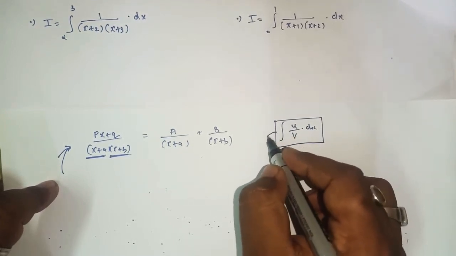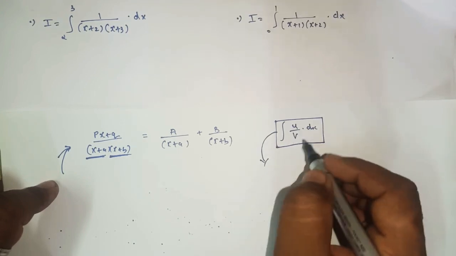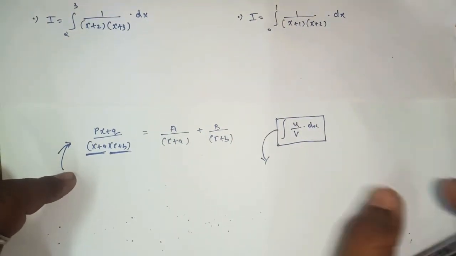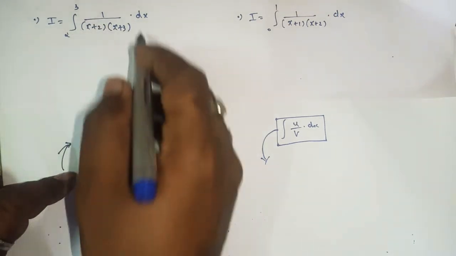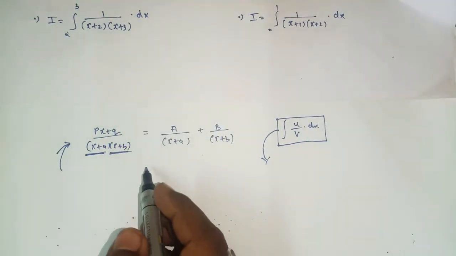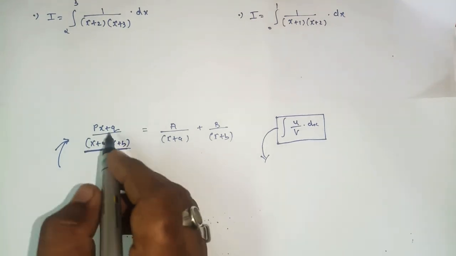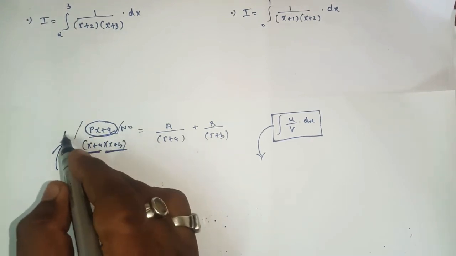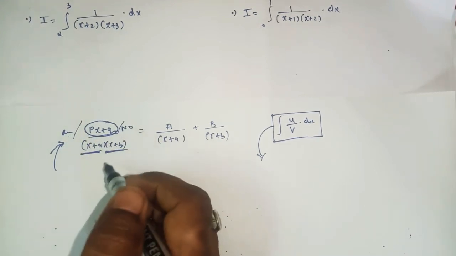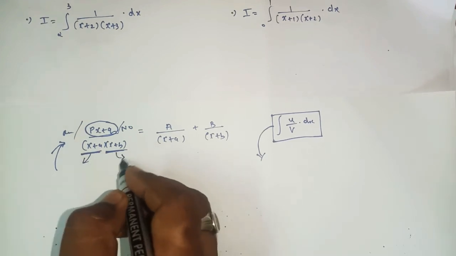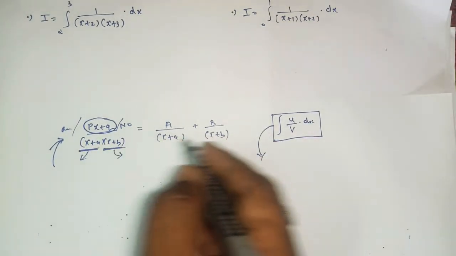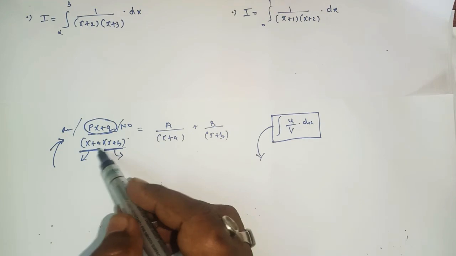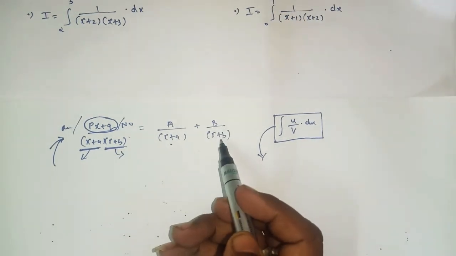So now we have to adjust the integral in such a way that we can easily integrate the parts. Clearly, this looks like a partial fraction. Let it be in the numerator, whether it contains linear, quadratic, or a number, it doesn't matter. When in the denominator you see a non-repeated linear factor, this is the format you have to follow. First you will write A upon x plus a and then B upon x plus b.